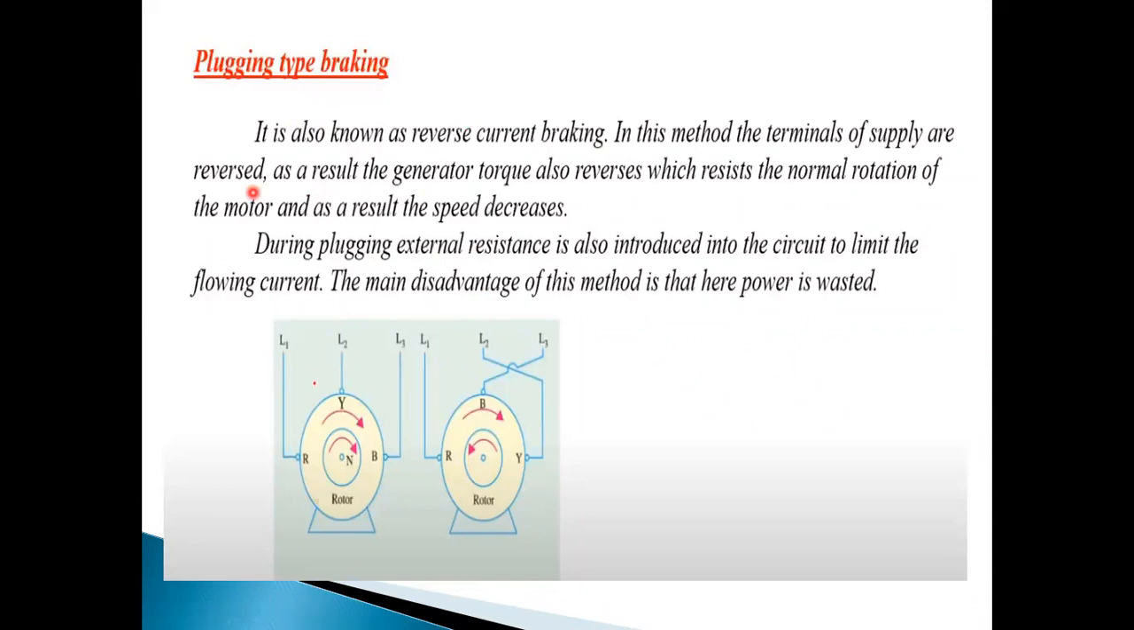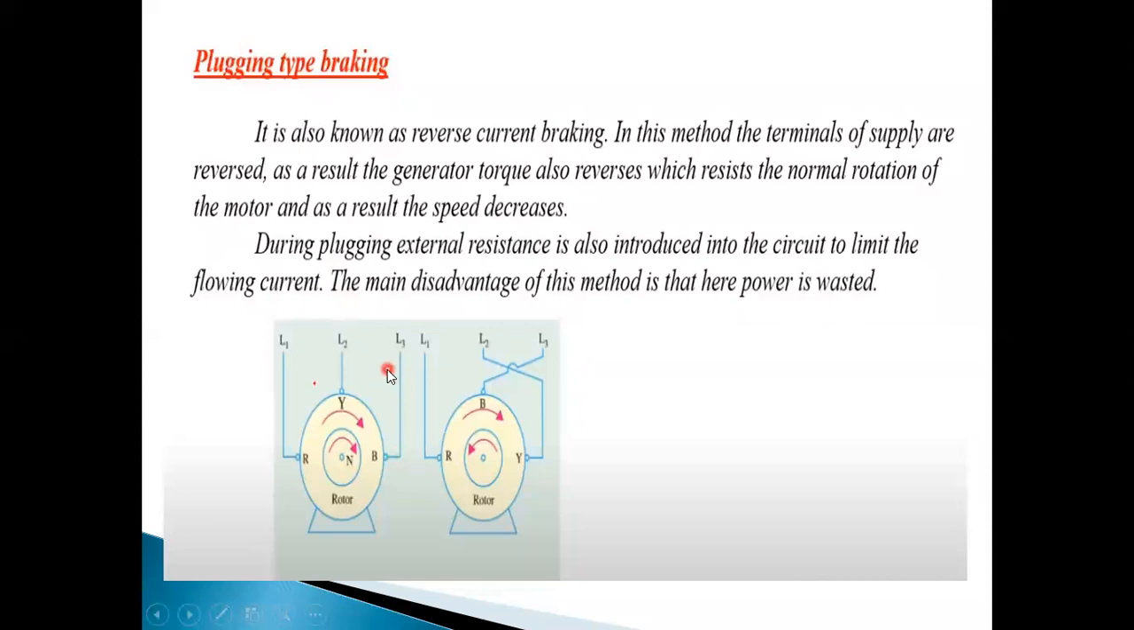You know well how to change the rotation of the rotor for AC machines, that is, the induction machine, by changing the phase sequence. That means by changing any two terminals. In the three phases R, Y, B, by changing any two terminals, the phase sequence changes and the rotation of the rotor is also changed.